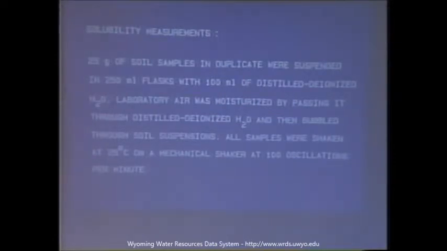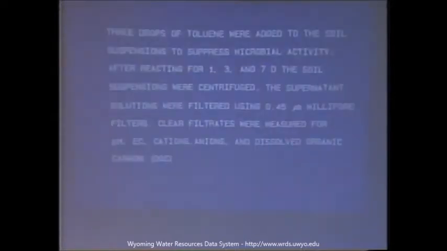And we reacted the samples at 25 degrees on a mechanical shaker. Then we also added 3 drops of toluene in order to suppress the microbial activity. Microbes grow in the soil suspensions if you react for a long time. Then there is some problem with microbes, so we got rid of that problem by adding toluene. Then we reacted soil solutions for 1, 3, and 7 days. After that, we filtered the suspensions and then measured pH, EC, cations, and dissolved organic carbon.